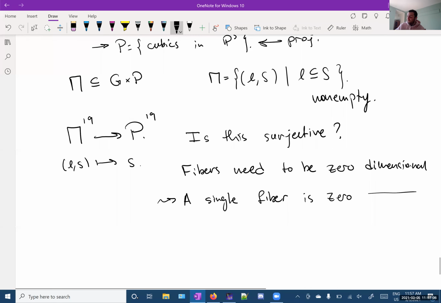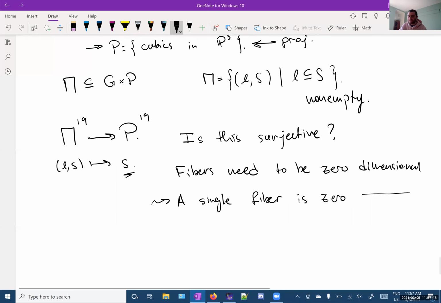So we just have to check that a single fiber is 0-dimensional, which means that there are only finitely many lines contained in that surface, right? The fiber over a surface is the lines contained in that surface. So we just need to find a single surface containing only finitely many lines. And this is pretty easy, actually. We can write one down.